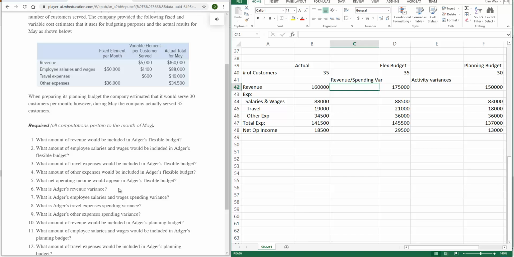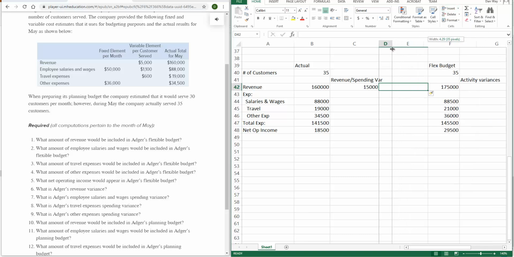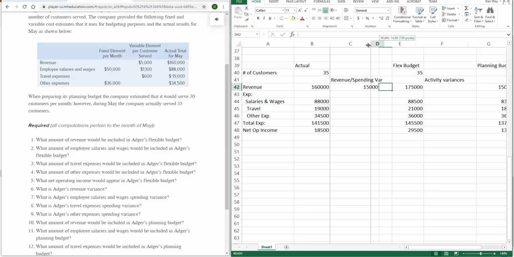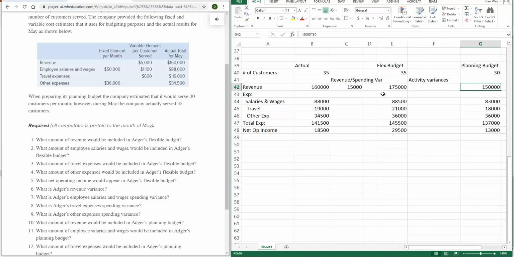So they asked us first about the revenue variance. Well, that's our revenue line between our actual and our flex budget. So we can say, well, what's the difference between the $175,000 in the flex and the $160,000 in the actual? And that's $15,000. And let's give ourselves an extra column here. Apologize if you're kind of typing along, to just note whether that thing is favorable or unfavorable. In this case, since the actual result is lower than the flex and we're on the revenue line, we'd say that's unfavorable.